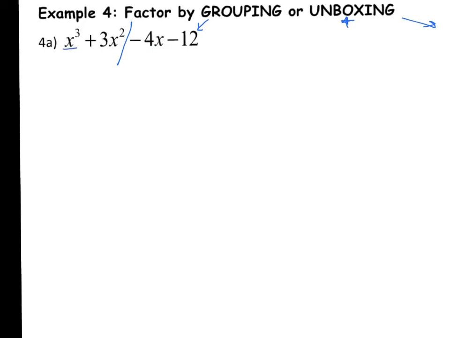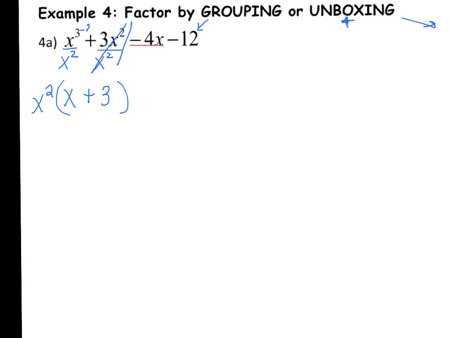So the GCF of the first 2 would be x squared. So I can divide both of those by x squared. So I'll write the x squared and I'll write the leftovers next to it. 3 minus 2, x to the 3rd divided by x to the 2nd is x. And those cancel out, so I'm left with a plus 3. Now I do the same thing over here.